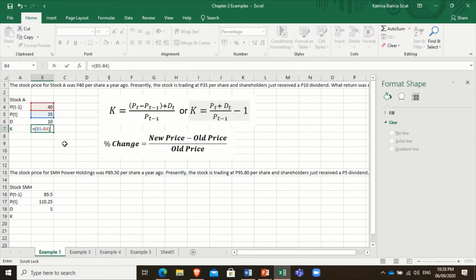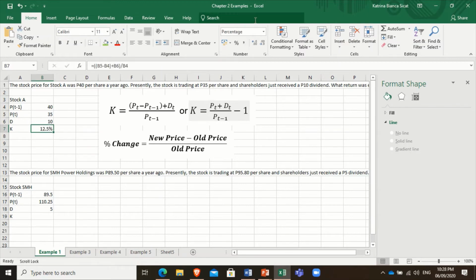Lagyan lang natin ng parentheses. So, plus your dividend, which is 10. But since meron tayong divisor, we simply add our parentheses dito para hindi magkamali ng mechanism itong si Excel. So, dinoble ko lang yung parentheses. Divided by your previous price, 40. Because that was your price last year.